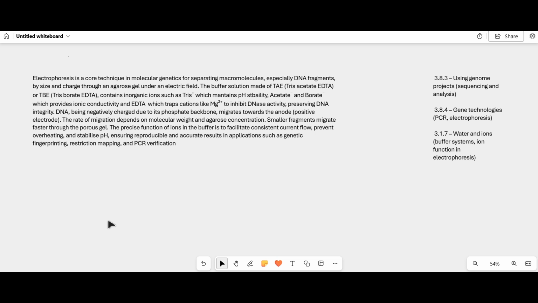The precise function of ions in the buffer is to facilitate consistent current flow, prevent overheating, and stabilize pH, ensuring reproducible and accurate results in applications such as genetic fingerprinting, restriction mapping and PCR verification. So that's a little bit of extra information put into that.